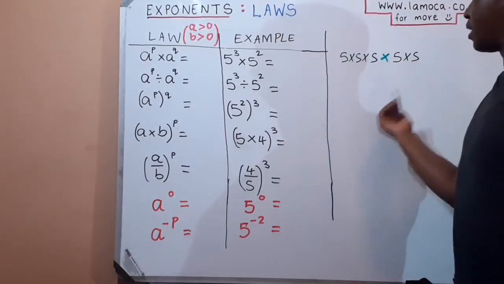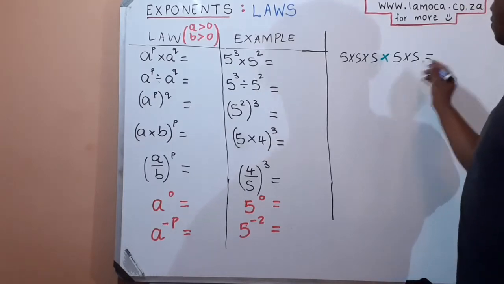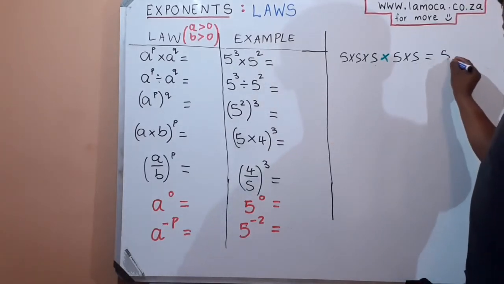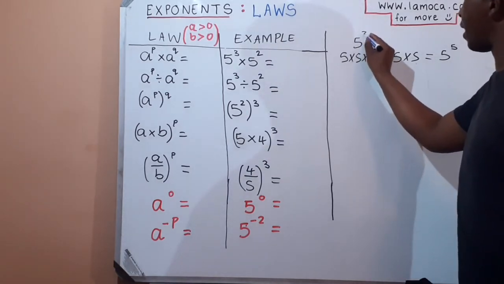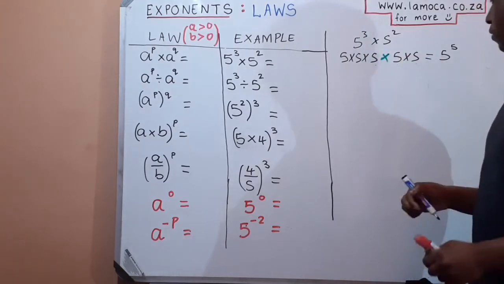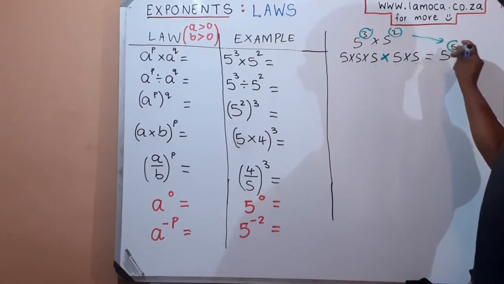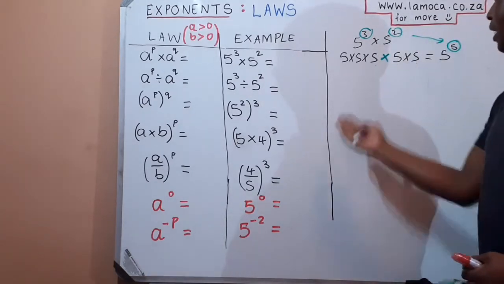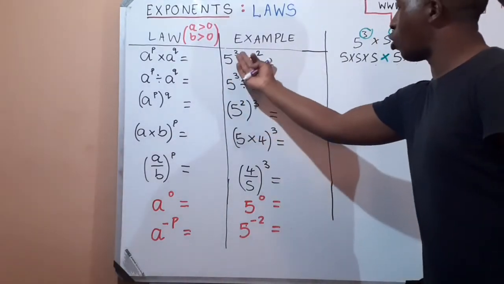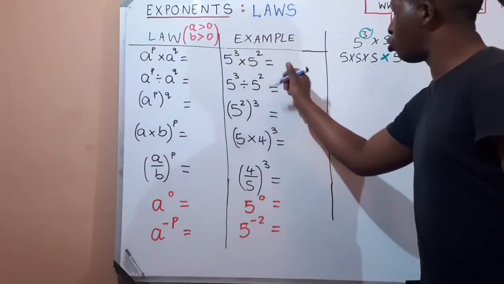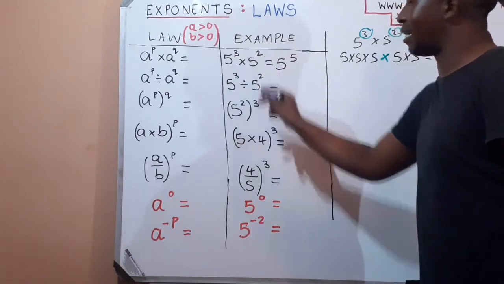Now, when you look at this, how many 5s do we have? It's 5 times 5 times 5 times 5 times 5, which is 5 of them in total. So this can simply become 5 to the power 5. Now, you just compare this. Compare where 5 cubed times 5 squared comes from. How can I get this 3 and this 2 to give me that 5 you're looking at there? You should agree with me that when you add 3 and 2, you get the 5. So in essence, 5 cubed times 5 to the power of 2 is as good as 5 to the power of 5, which we get by adding those exponents.